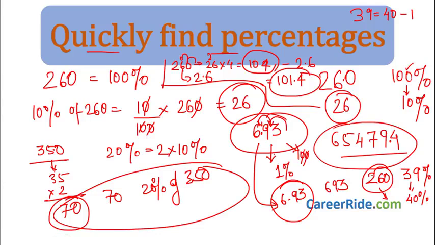So use this trick. If someone wants 63%, look at the left hand side corner. If someone wants 63%, what you'll do? Find 60%, add 3% into it. What is 3%? Find 1%, multiply by 3. What is 60%? Find 10%, multiply by 6.